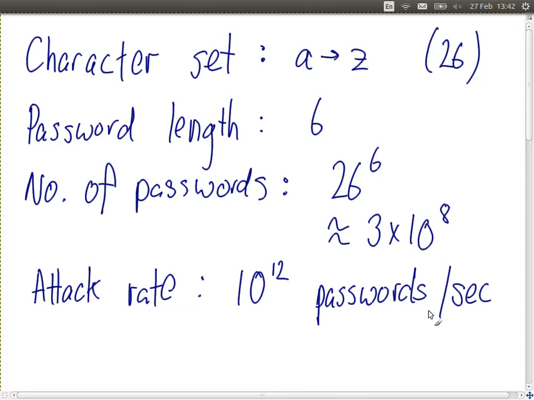What if we allow uppercase and lowercase? If the password could be uppercase or lowercase, it would be 52 possible characters. And we could do the calculations, but if, say, we had 6 characters, it would be 52 to the power of 6. What is 52 to the power of 6?